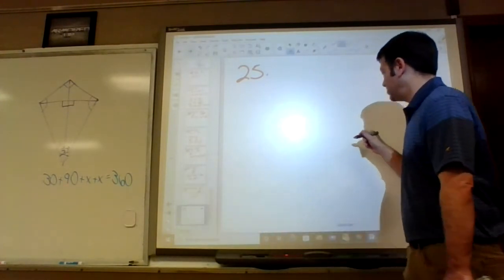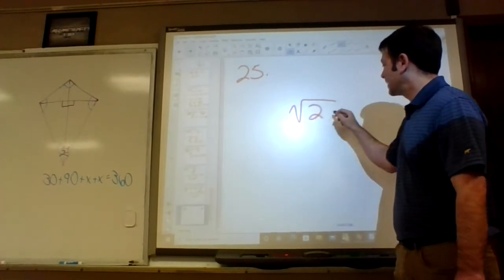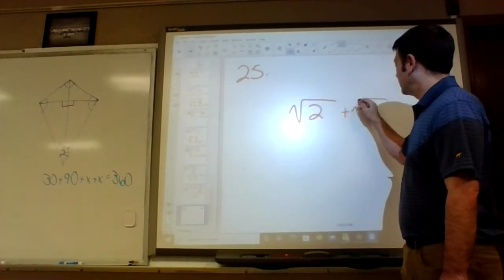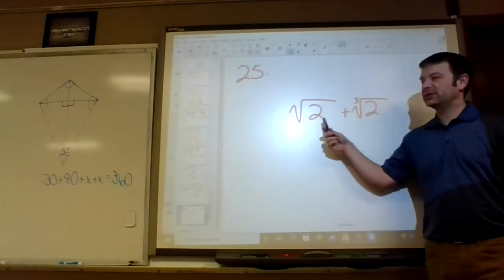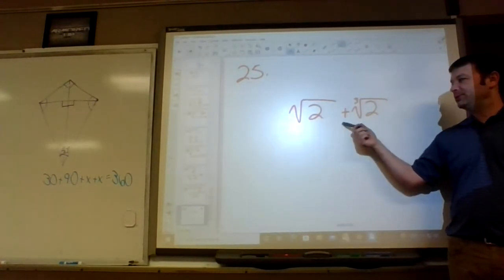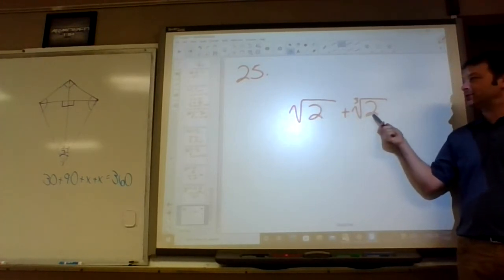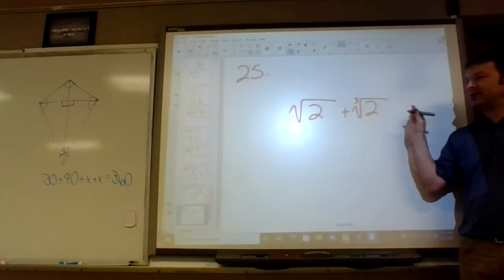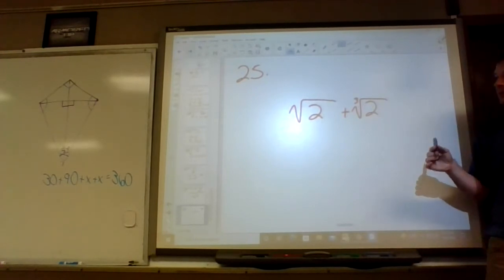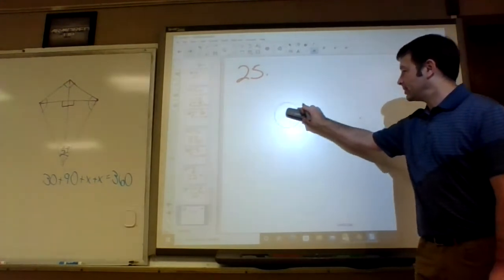Actually, before we do 25, what do you think? Does this simplify or not? No. Yeah, if you said no, you were correct. Because whatever square root of 2 is, it's not going to be the same thing as cube root of 2. So this does not simplify at all. So if you have different roots, it doesn't work. Just got to keep that in mind for 25.